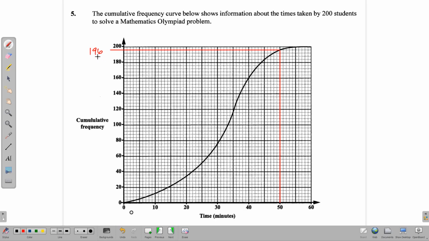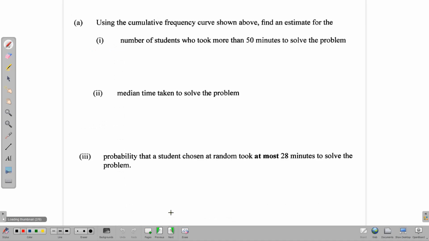So this 196 isn't the number we want. To get the number we want, since there are 200 students, we say 200 minus 196, and that gives us 4 students. So 4 students took that time.